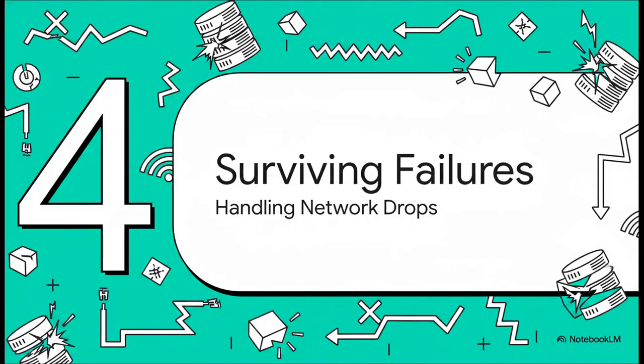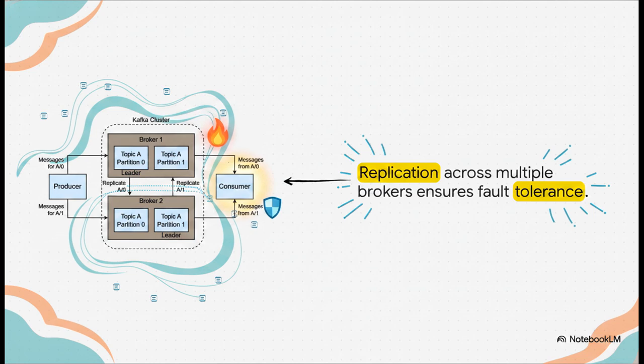Which brings us nicely to Section 4. Surviving system failures, handling network drops and crashes. Let's face it, hardware fails. To survive that, Kafka relies heavily on replication. For any given partition, one broker is appointed as the leader, and it handles all the active read and write requests.